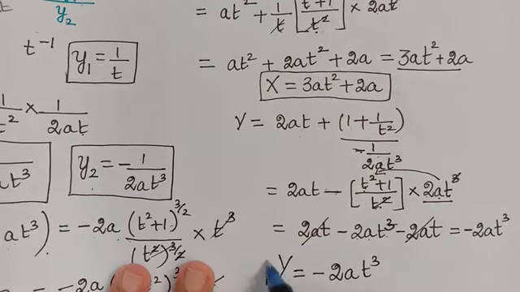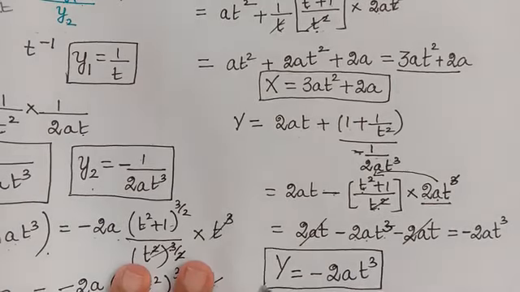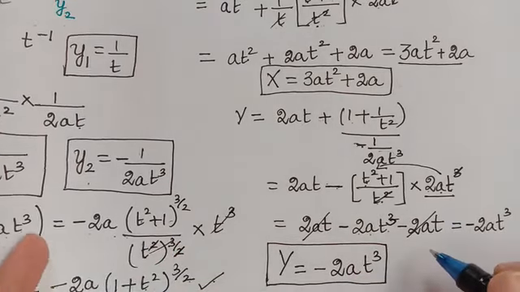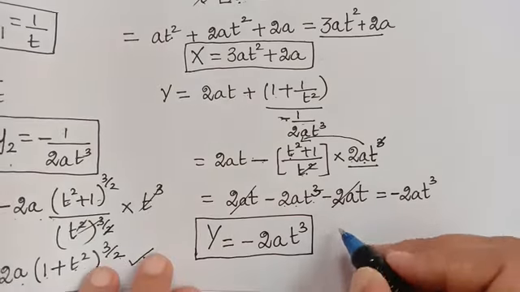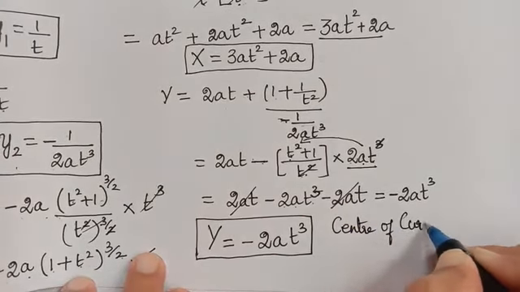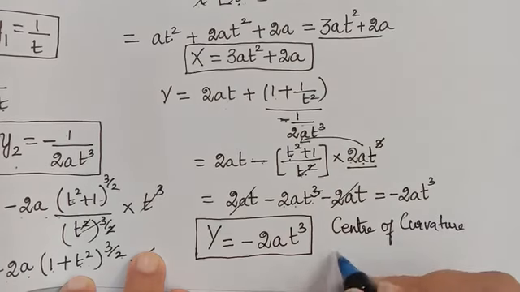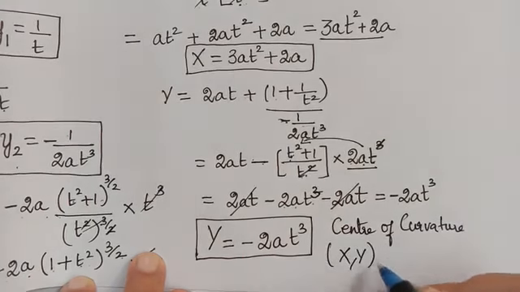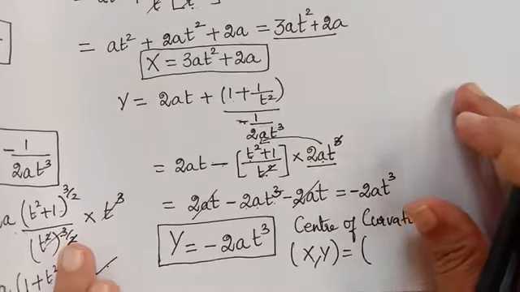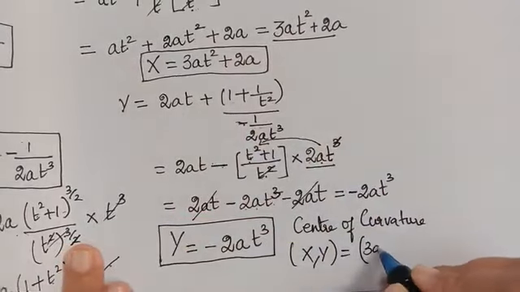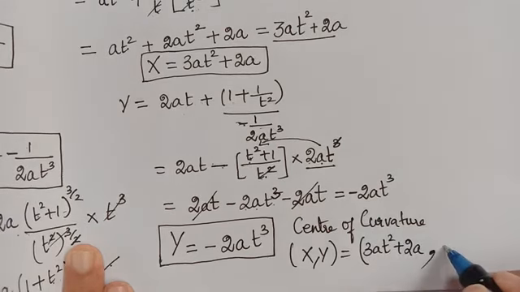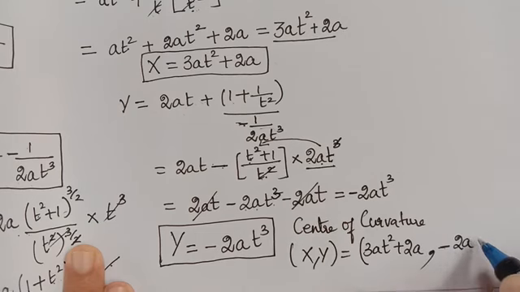So this is the y coordinate of our center of curvature. So therefore the coordinates of the center of curvature, x comma y, is equal to what? First we have to write the x coordinate. The x coordinate we have evaluated as 3a t squared plus 2a, comma, the y coordinate negative 2a t cube.